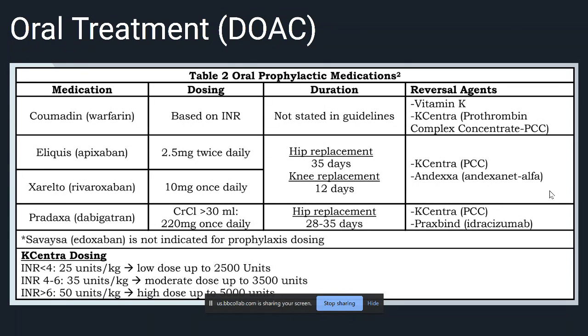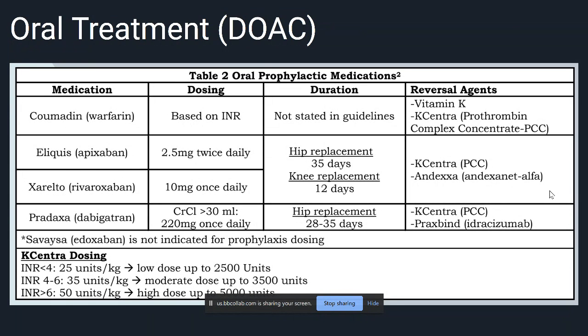Xarelto is dosed at 10 milligrams once daily, and this is taken without food or with food. It doesn't have to be. And the duration of treatment for a hip replacement is 35 days, and the knee replacement is for a total of 12 days. And it has the same reversal agents as Eliquis.